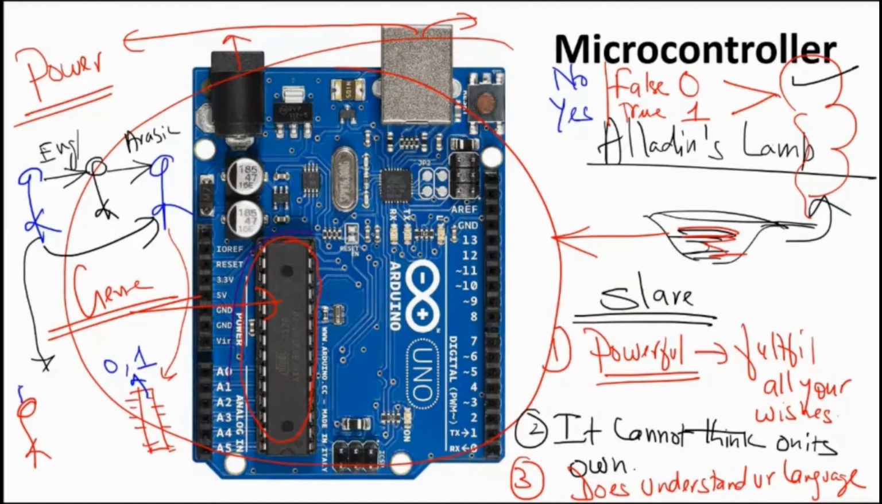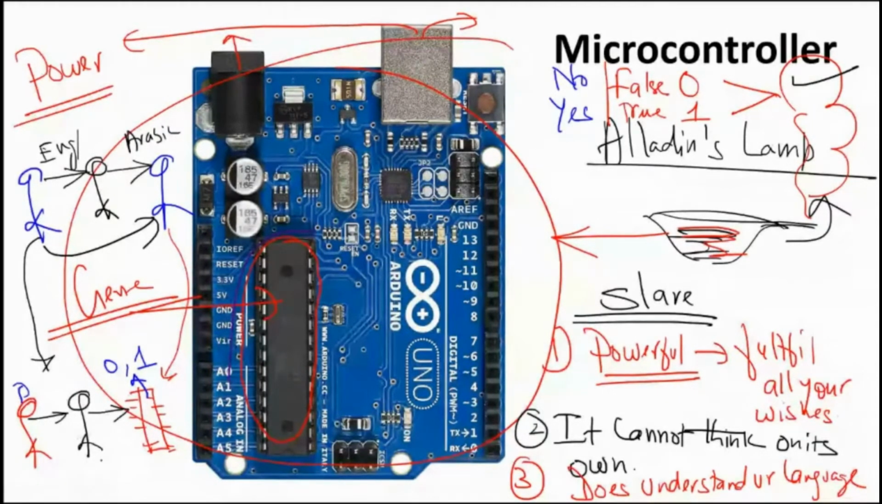But I am comfortable with my own language, which I cannot communicate. Whatever language I speak, this particular device is not capable of understanding. So naturally, I need to have a translator in between. What is the job of this translator? This translator takes the instructions from me and translates them into zeros and ones that this particular microcontroller can understand.